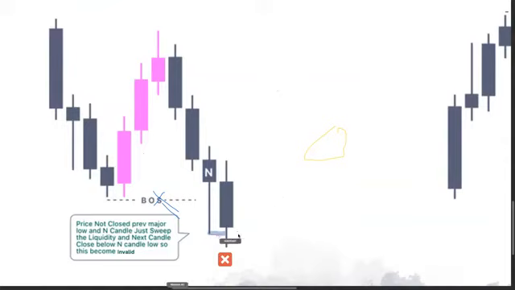This one is invalid. Exactly, because price did not close below this candle low. Correct, so this is not valid. And you will see a valid one is here, but I replaced this one. This is not a valid break of structure because the previous low broken is here.